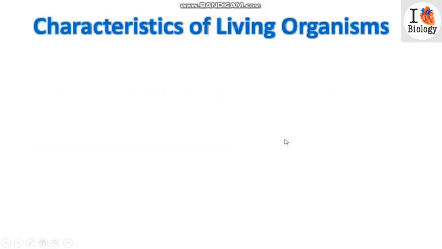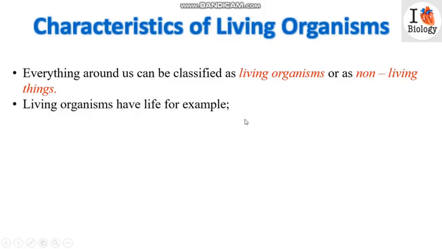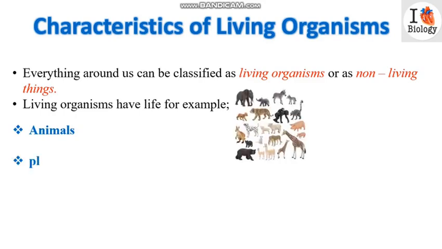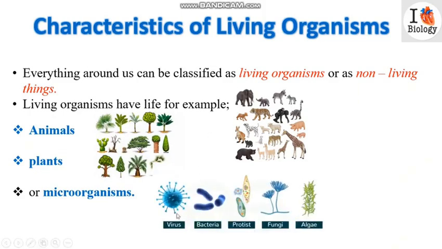Let us now look at characteristics of living organisms. We understand that everything around us can be classified as living organisms or as non-living things. Living organisms are organisms that have life. For example, animals. We also have plants. We also have microorganisms. For microorganisms, we are looking at the virus, the bacteria, the protista, fungi, and the algae. These are falling under microorganisms.